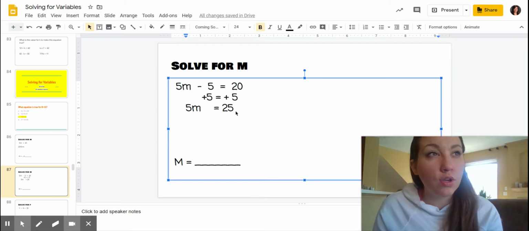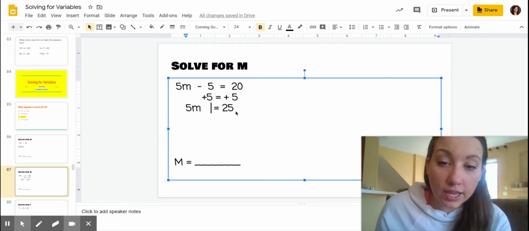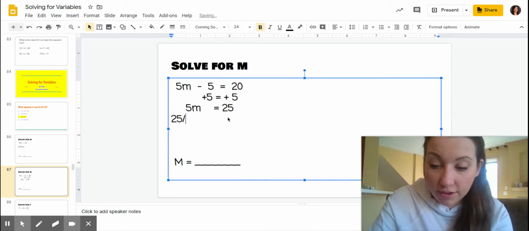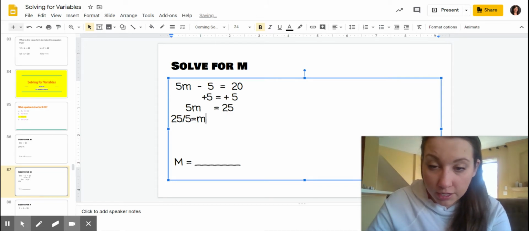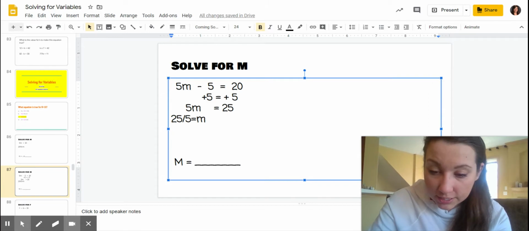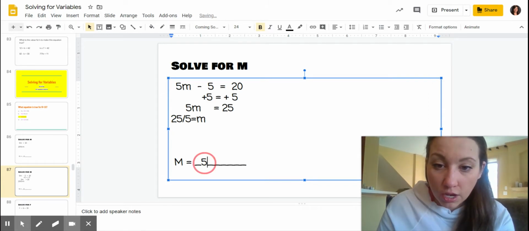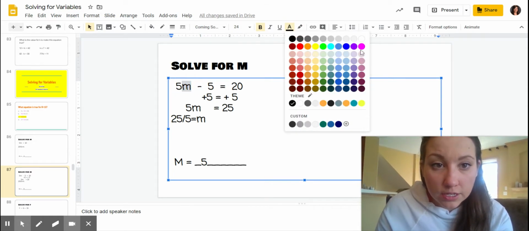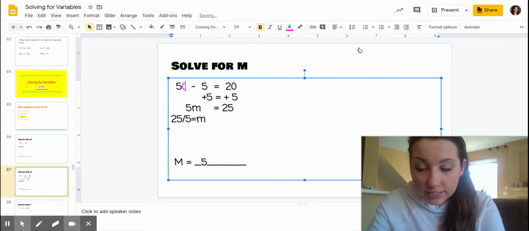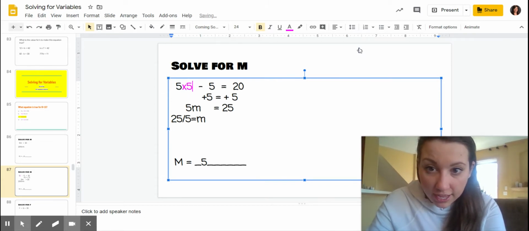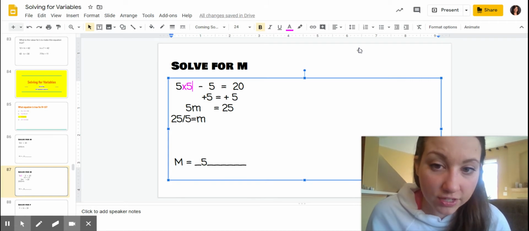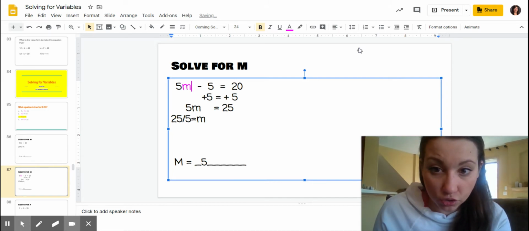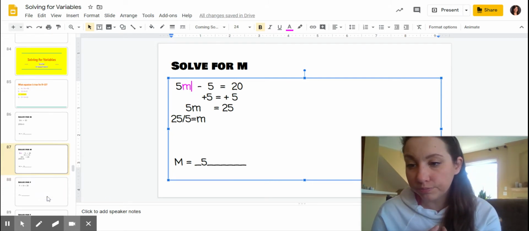And in my head, I'm thinking, what times 5 equals 25? I could also divide that fact family. So 25 divided by 5 equals m. And I know my mathematicians know that then m is equal to 5. Remember, we wanted to practice putting that back in for this m up here. So if I instead put 5 up top, 5 times 5 is 25, minus 5 is 20. It makes the equation true, and I know I got it correct.